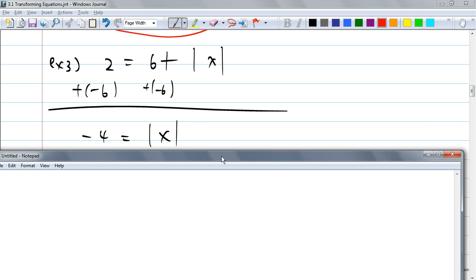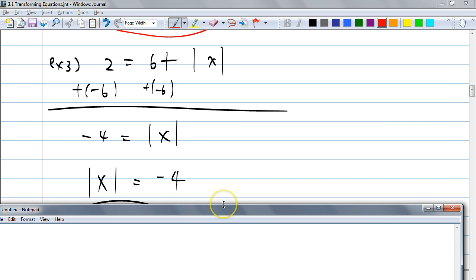By the way, can I rewrite it this way? What property have I just used here? This is a great review. A lot of you guys messed up on this one. Instead of writing -4 equals absolute value of x, I wrote absolute value of x equals -4. What property have I just used, by the way? Yes, symmetric property of equality is correct. You guys remember that?